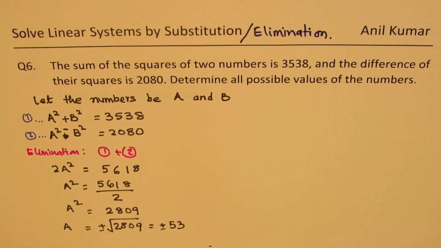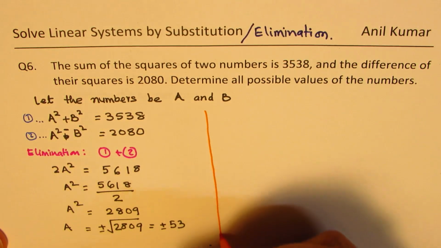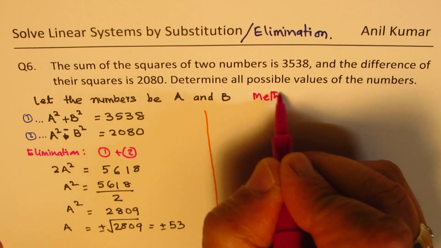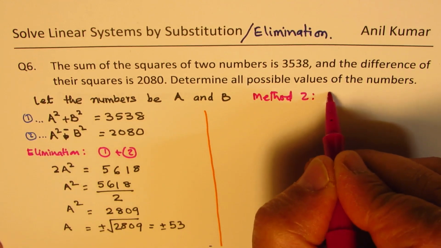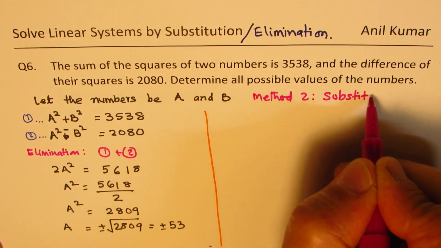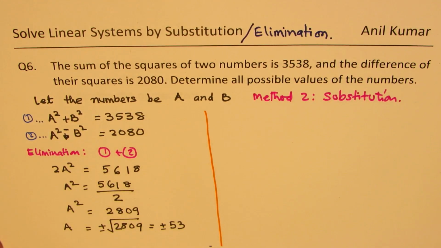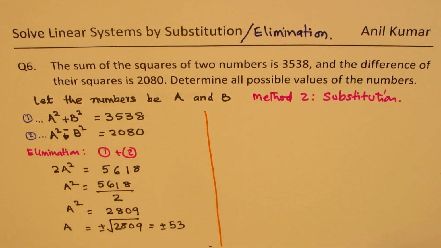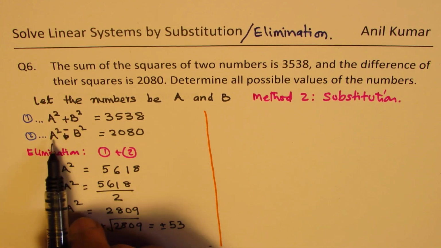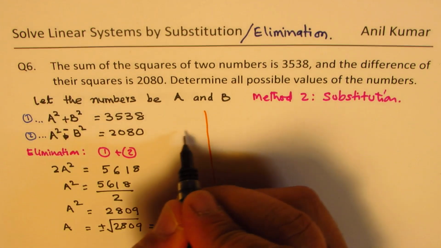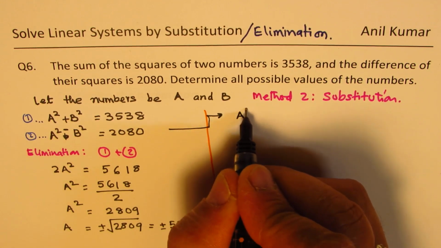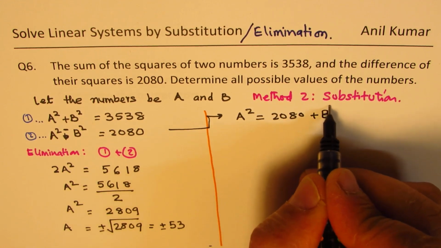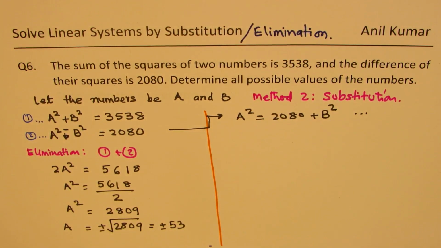Now, just to give you an idea how to use substitution method here, we'll do method 2 for the second variable. So method 2 is by substitution. This is just to illustrate, okay? You have to follow only one method when you solve, right? So we can actually isolate one of the variables from equation 2. I could write from equation 2 that A square is equal to 2080 plus B square, right? So we'll call this as our equation number 3.